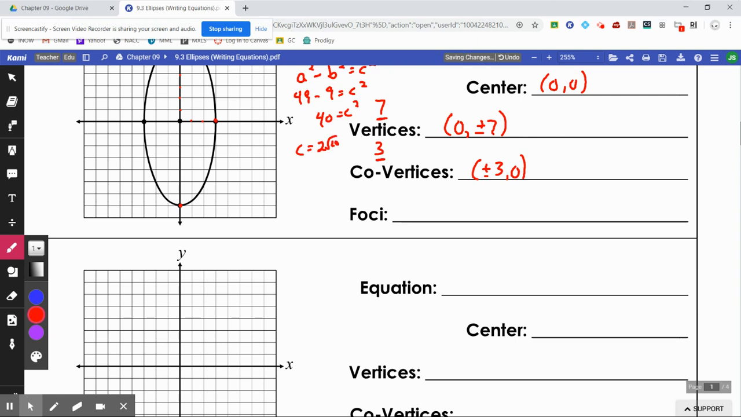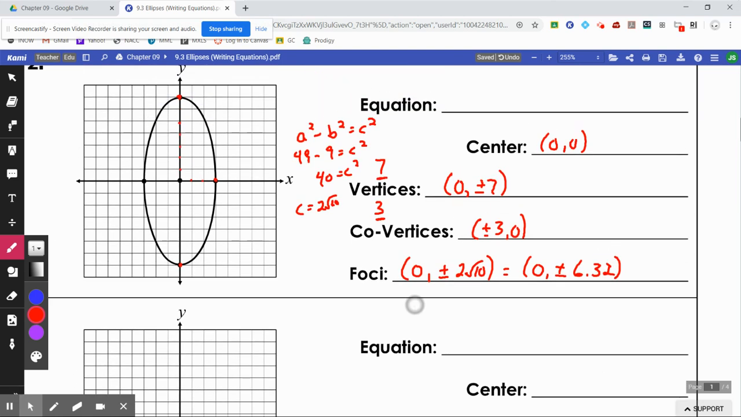So you can either write it as 0, comma, plus and minus 2 root 10, or you can write it as 0, plus and minus 6.32. So there's your foci.